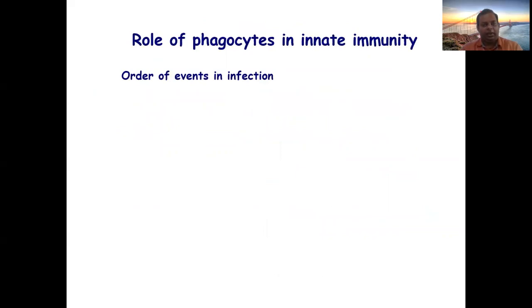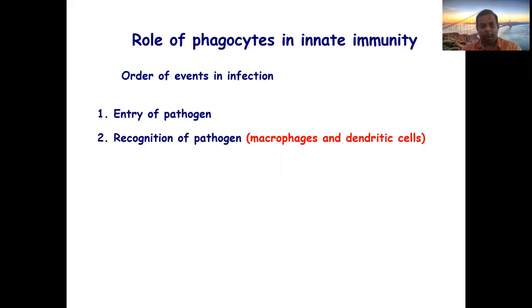Role of phagocytes in innate immunity. Order of events in infection. First of all, the pathogen should enter. Once entered, the pathogen must be recognized by body cells. If we recognize it as self, no action. If it is non-self or foreign, then the body reacts against these invading pathogens. So macrophages and dendritic cells play a key role here. So how do those cells, macrophages and dendritic cells, recognize them?